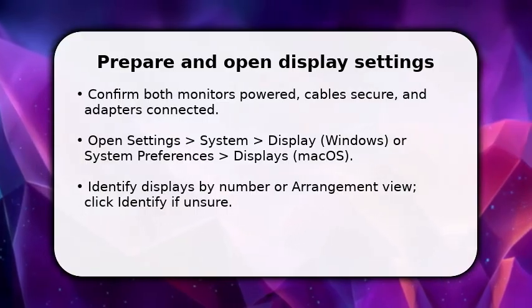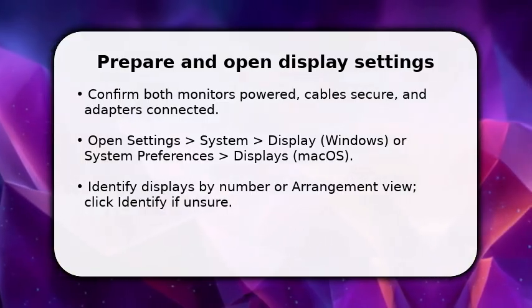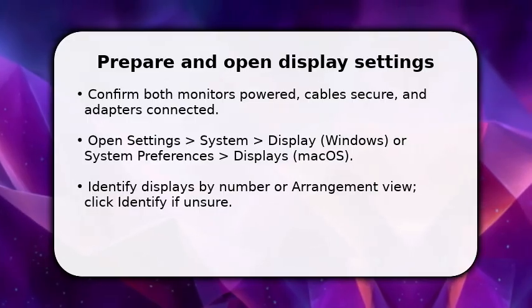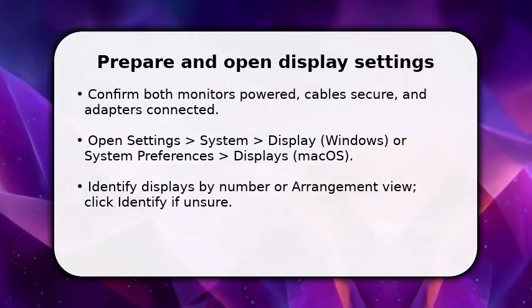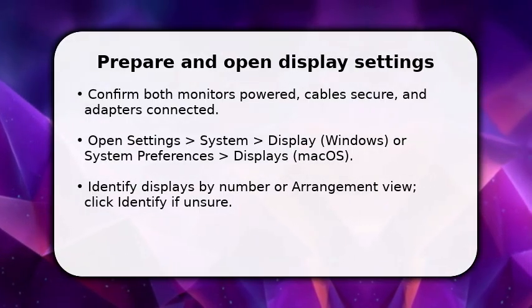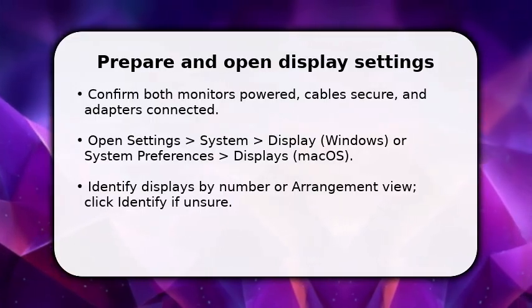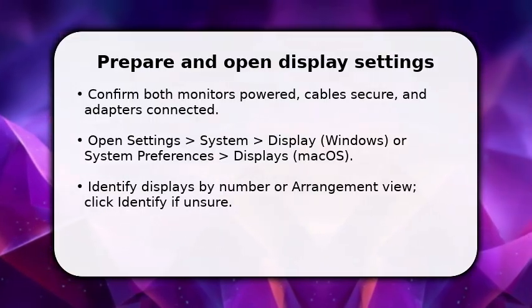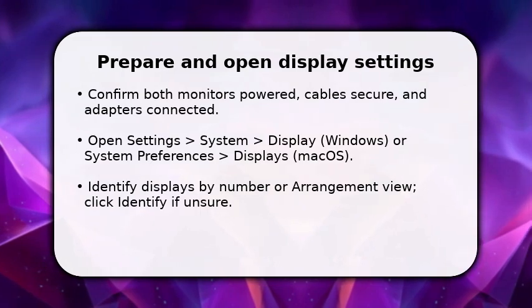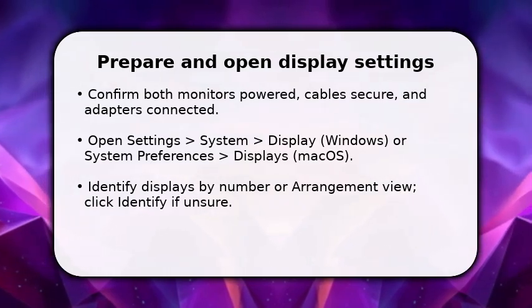You need to identify each screen using the Identify button or Arrangement view so you know which monitor is labeled 1 or 2. Make sure to select the correct display tile before changing anything, because the next steps act on the active monitor. This avoids swapping the wrong screen and keeps your layout predictable.